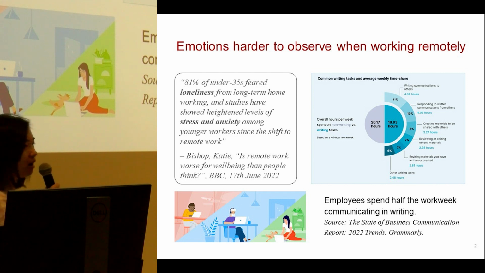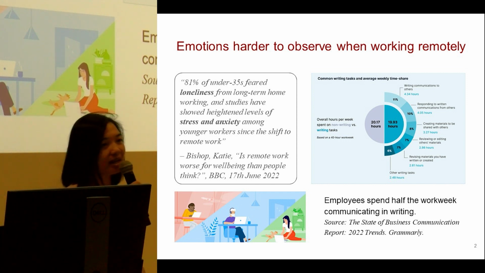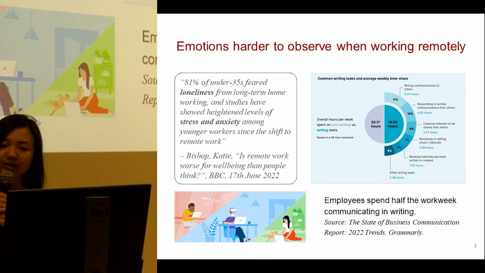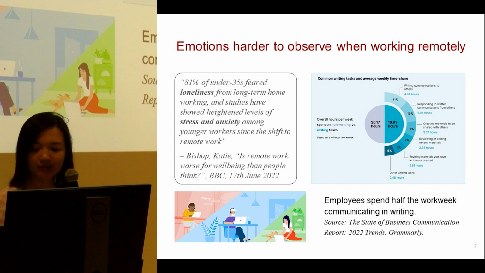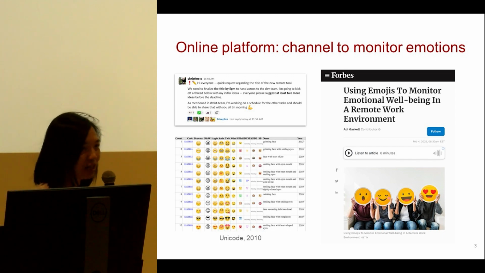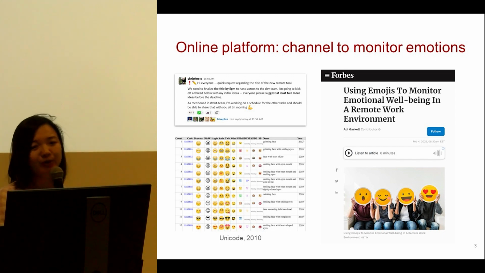However, due to the lack of face-to-face communication, it is much harder to observe the emotions of workers. One piece of evidence from a report by Google says that employees spend half of their working time communicating in writing. Since remote workers rely heavily on online platforms for communication, is it possible to use these platforms as a channel to monitor emotions at scale?